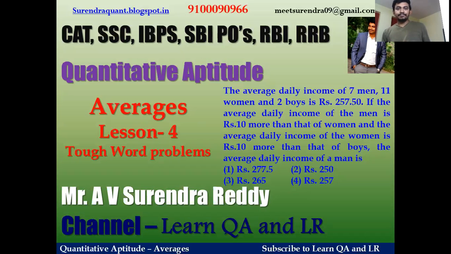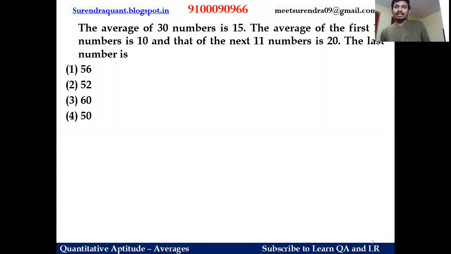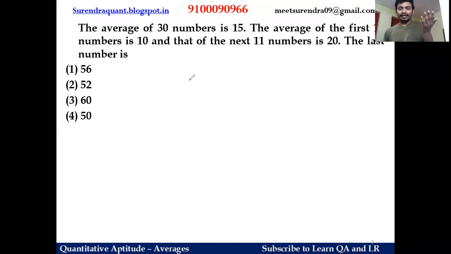Let's start. So guys, our agenda is to use the pen less often and think more with the brain. That is the agenda of this class. So try to avoid writing on the paper as much as you can. Think as much as you can in your mind. The average of 30 numbers is 50, and the average of the first 18 numbers is 10, and the average of the next 11 numbers is 20. What is the last number?